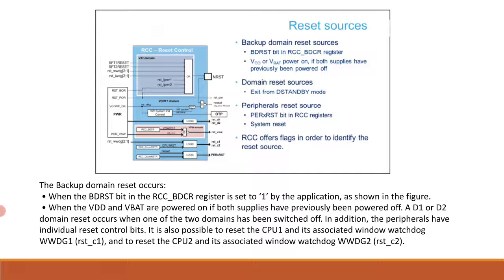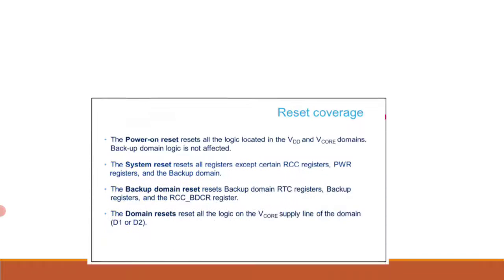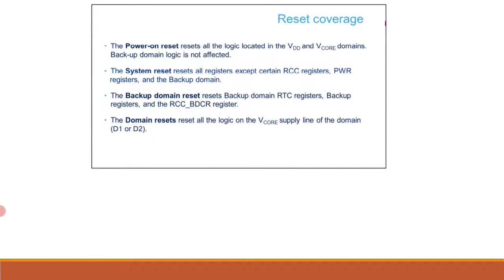So the power on reset is the reset having the largest coverage. The power on reset resets all the logic located in the VDD and VCore domains except those in the backup domain powered by the VBAT, which contains the RTC and the external low speed oscillator. Note that the power on reset also triggers the system reset. So the NRST pad is asserted during a power on reset.